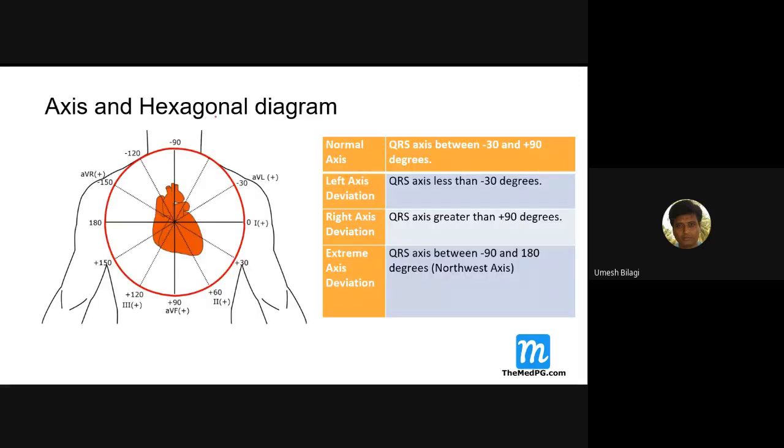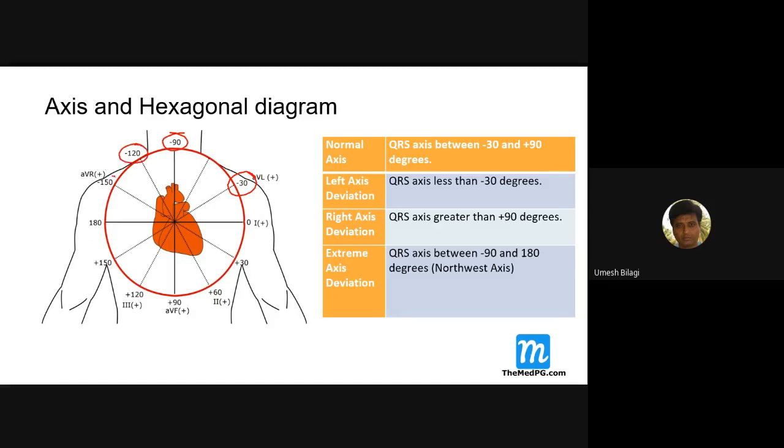Now we'll go to the axis and hexagonal diagram. MCQs are asked on the axis. As I told you, the electrical axis flows from here like this. This is the heart, and this is 0. 0 is here, this is 180. And see here, it is marked negative here.